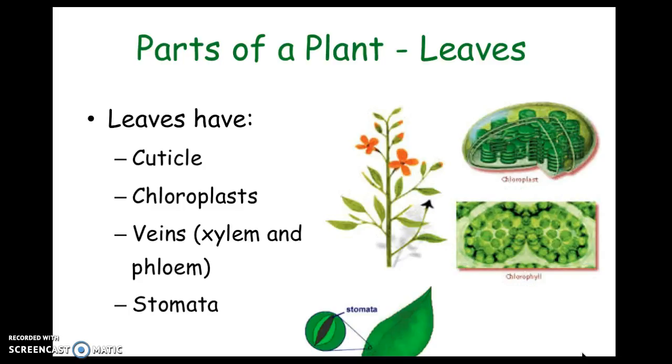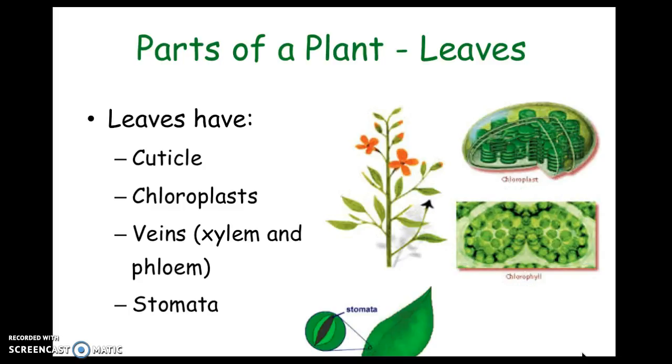There's a few other important roles of the leaf. The leaves usually have a waxy cuticle. Do you recall what a waxy cuticle does? Hopefully you remember that the waxy cuticle helps prevent water loss. If you can imagine rubbing your fingers across a leaf, you get kind of a waxy feeling. That wax helps keep the water inside of the leaf.